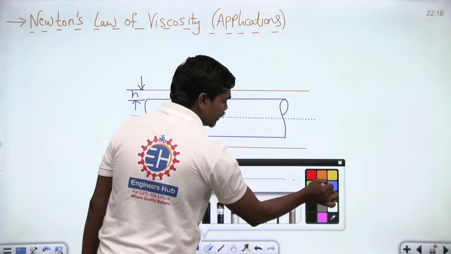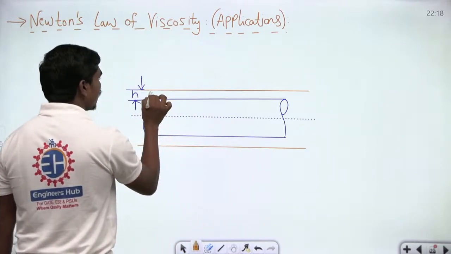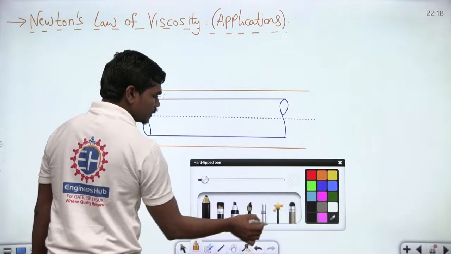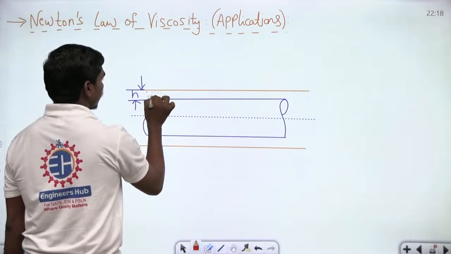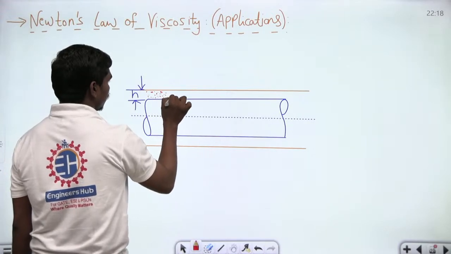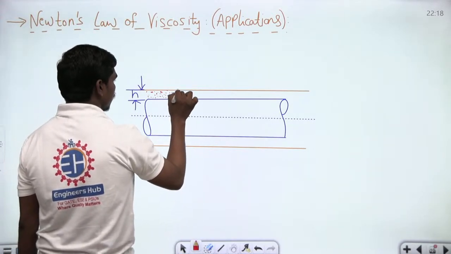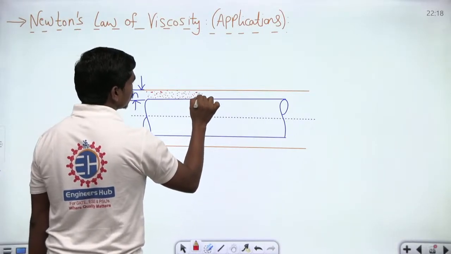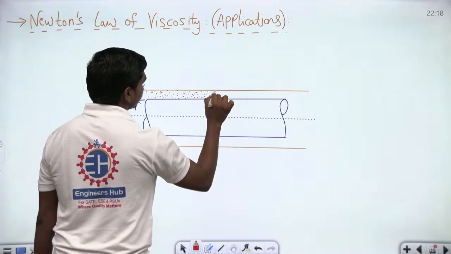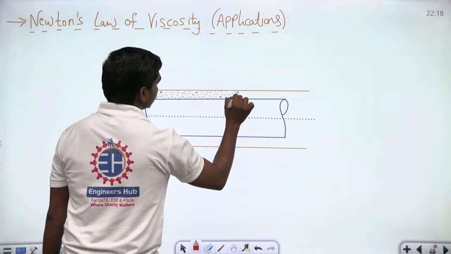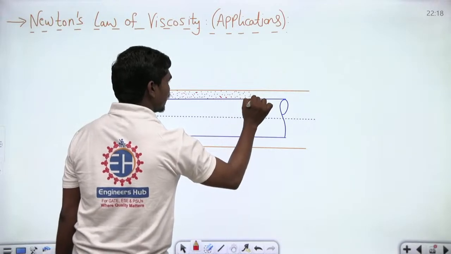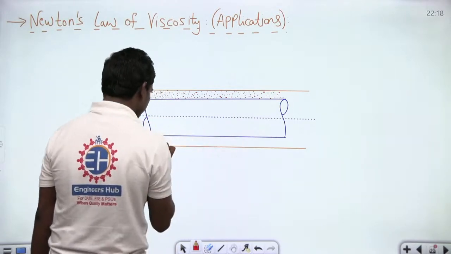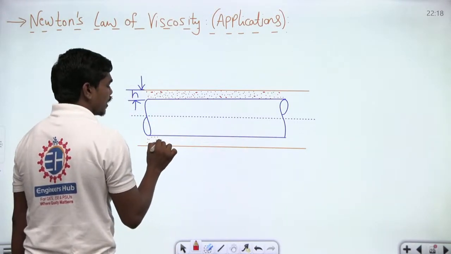And of course, this gap between the shaft and this journal is filled with some, let me use some different color. Let us use red color maybe to fill the oil. So, this is some oil. Let me fill some oil so that you will get some better understanding. Generally, the length of the bearing will be very small, but for your understanding, I have just exaggerated this.